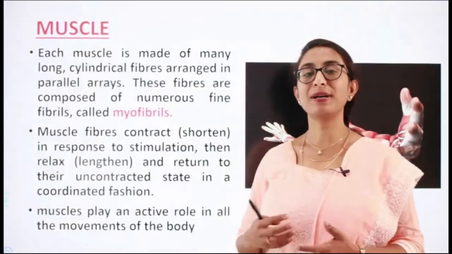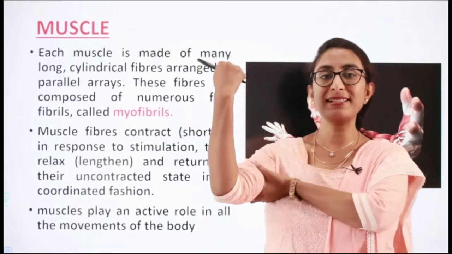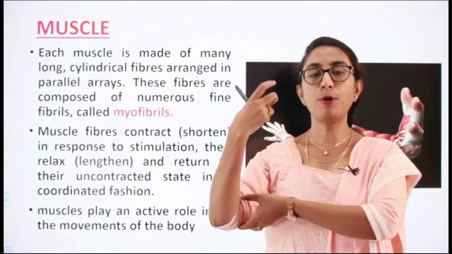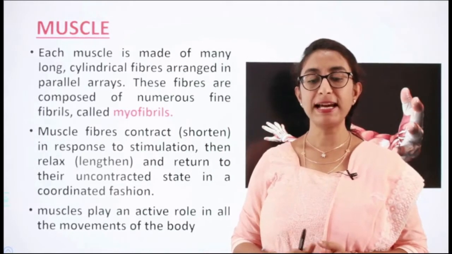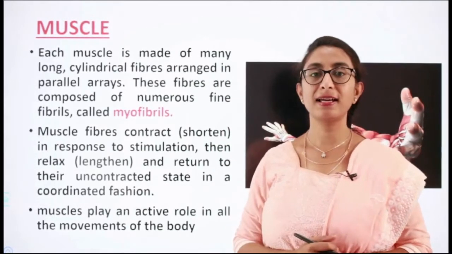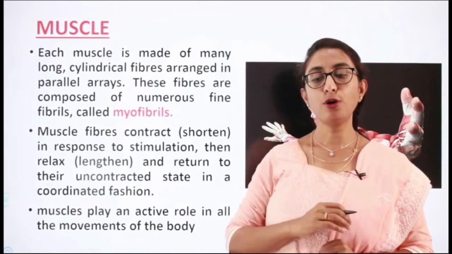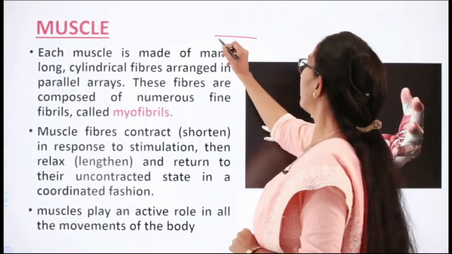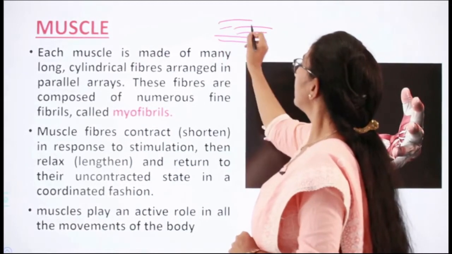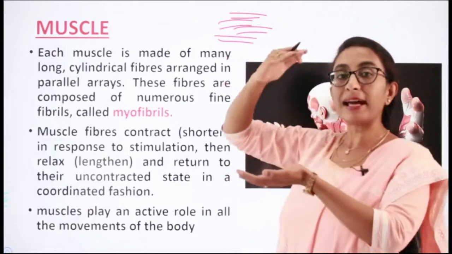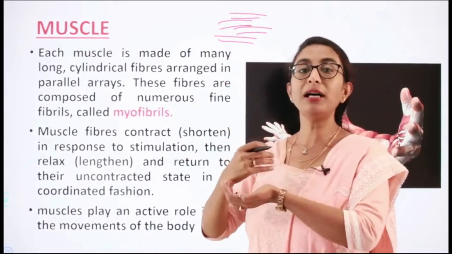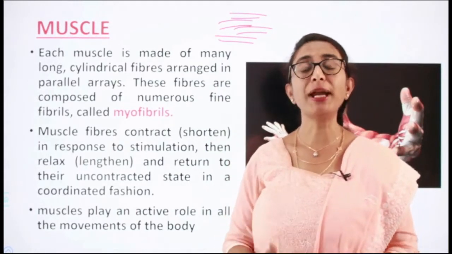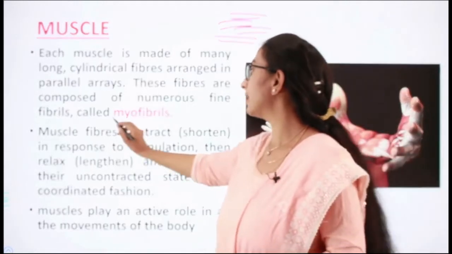Each and every muscle, we can feel our muscles, isn't it? So, muscles are made up of long cylindrical fibers arranged in parallel arrays, one above the other, like this. Parallel fibers are arranged one above the other to form a muscle. These fibers are in turn composed of numerous fibrils called myofibrils.